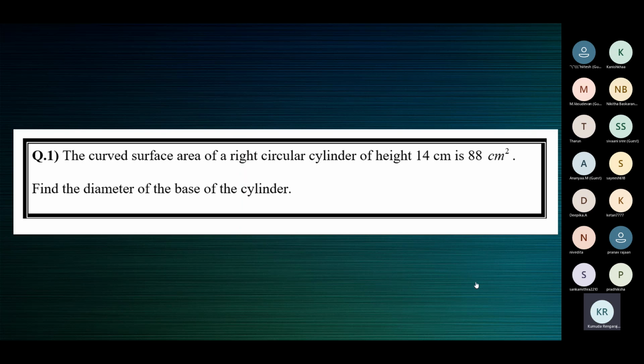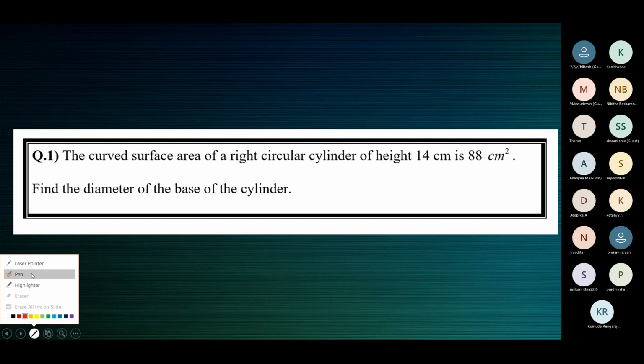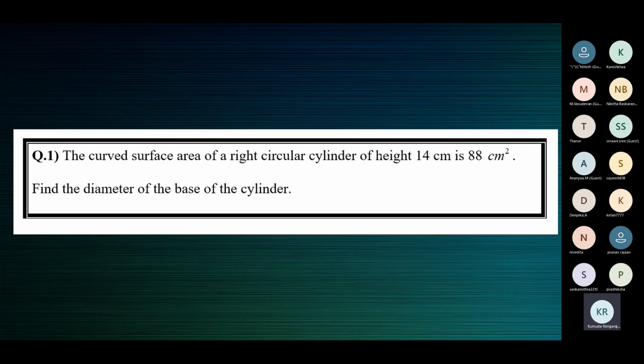So today we are going to work exercise 13.2 from volumes and surface areas. The curved surface area of a right circular cylinder of height 14 centimeters is 88 centimeters square. The height of the cylinder is 14 centimeters. The curved surface area, the CSA, is 88 centimeters square.